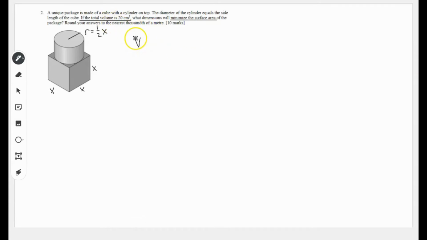So the volume, well, we have a cube, right? Length times width times height, so that's just x cubed. Then we also have this cylinder on top. And the volume of the cylinder is just the area of the base, which is pi r squared, times the height of that cylinder, which is h. Now r, I've already said, is 1/2 of x. So I can immediately write r as just 1/2 x squared times by h. Okay, so that's our volume.